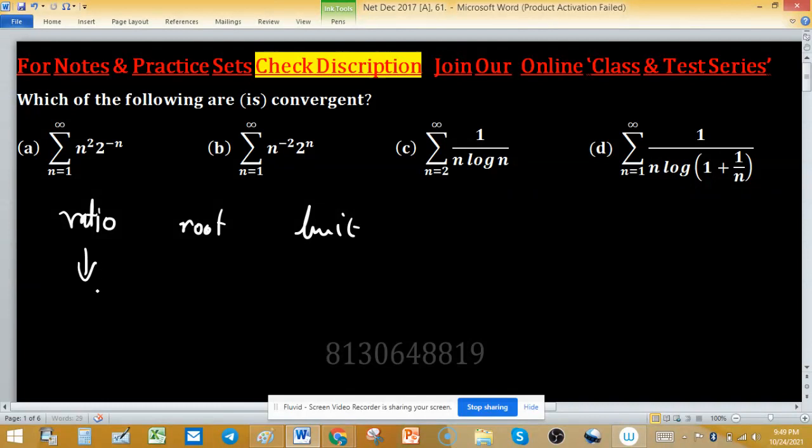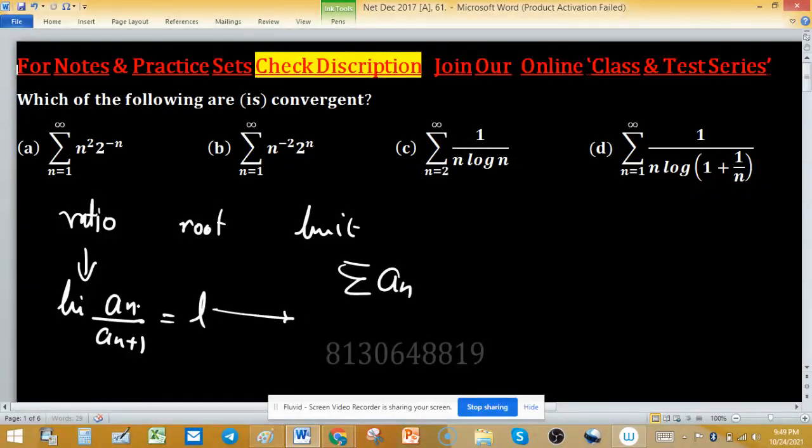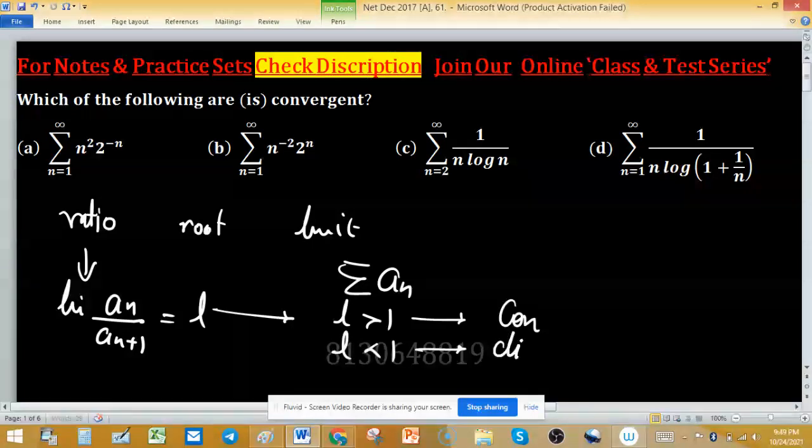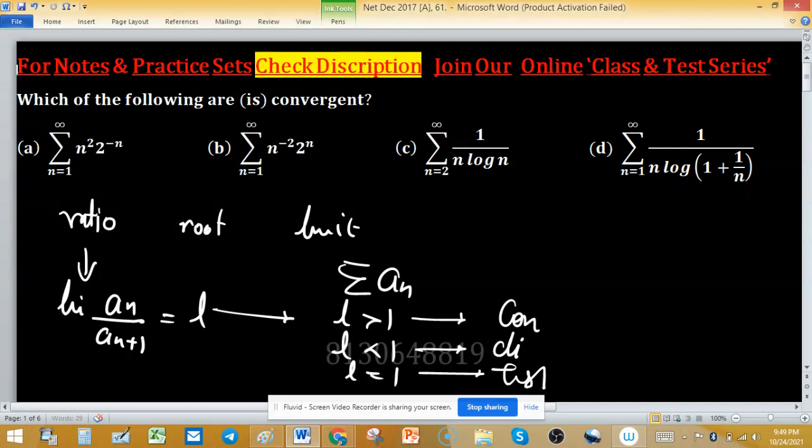What these tests say: the limit of a_n upon a_(n+1), when the series is summation a_n, is given to us. If this limit is equal to L, and the value of L is greater than 1, then the series will converge. If L is less than 1, then the series diverges. If L is equal to 1, then the test fails.